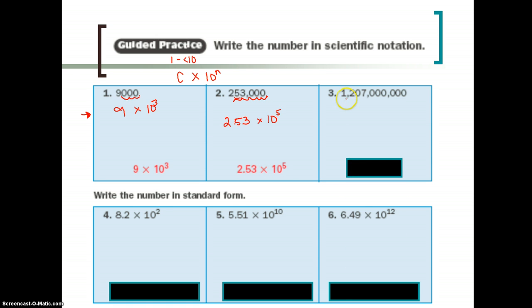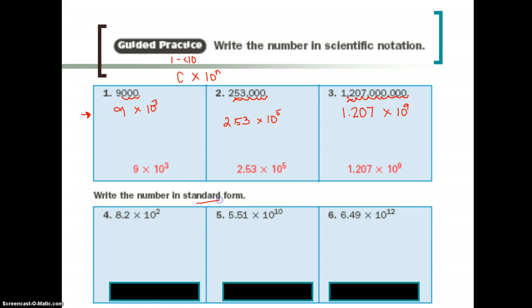Number 3, put the decimal point between the 1 and the 2. 1.2 is greater than 1. You do need this 0 because there's another non-zero number after it, but you don't need the end zeros. Times 10. Remember the decimal point starts at the end, so there's 1, 2, 3, 4, 5, 6, 7, 8, 9 zeros. 9 places. Remember, it has nothing to do with the zeros.